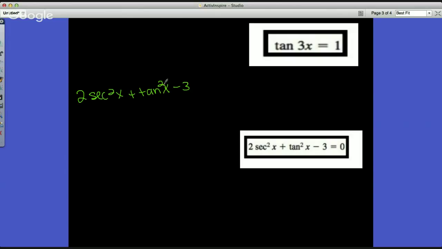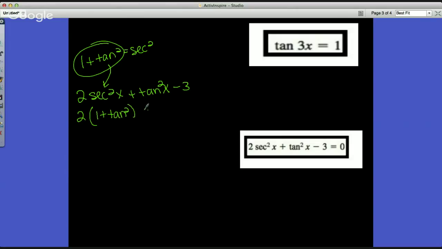Anyway, my fault. Next one, what we're going to do is change one of these, secant squared or tangent squared, to the opposite one by using the Pythagorean identity. Remember, the Pythagorean identity is 1 plus tangent squared equals secant squared. If I took 1 plus tangent squared and plugged it in for secant squared, here's what I would have: 2 times (1 plus tangent squared).